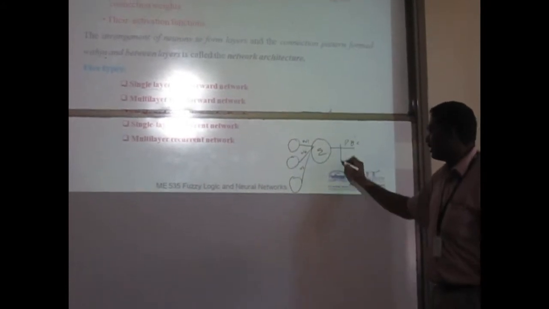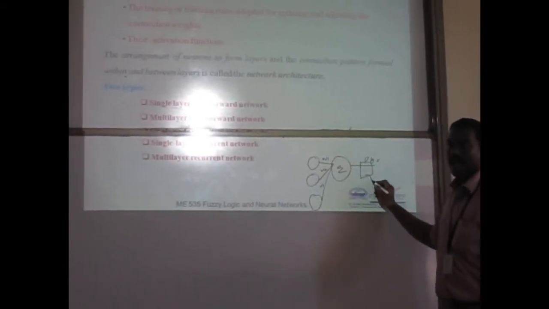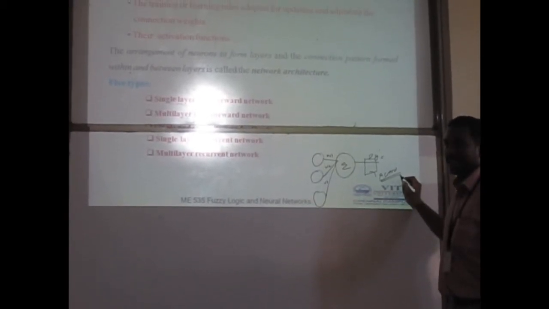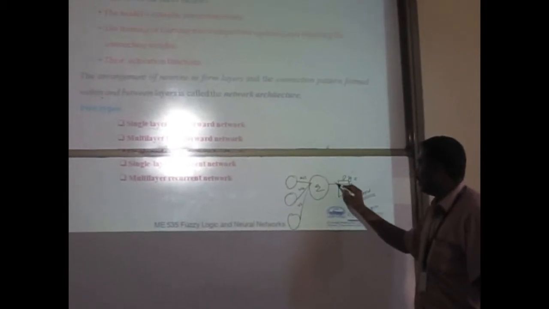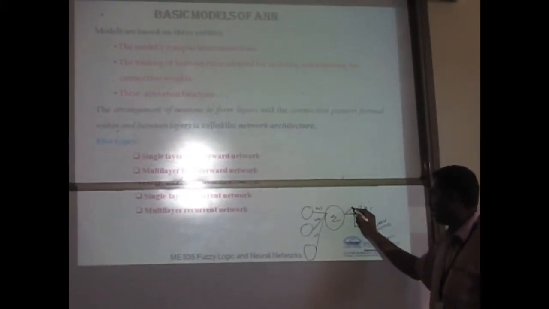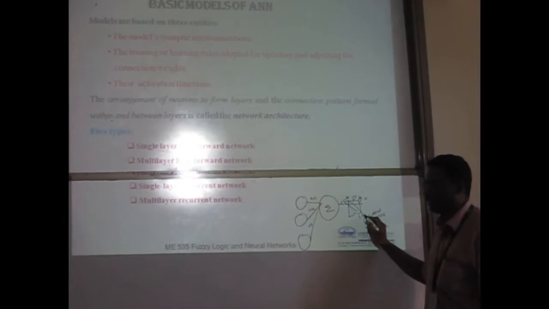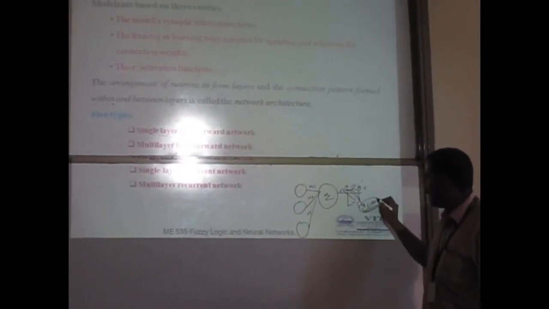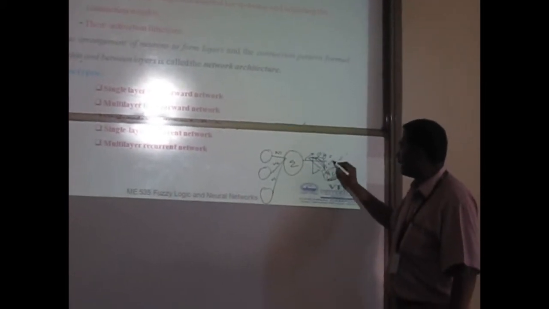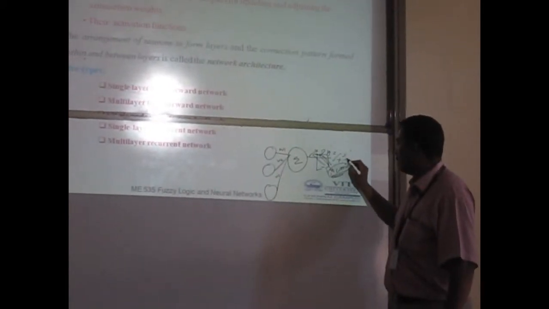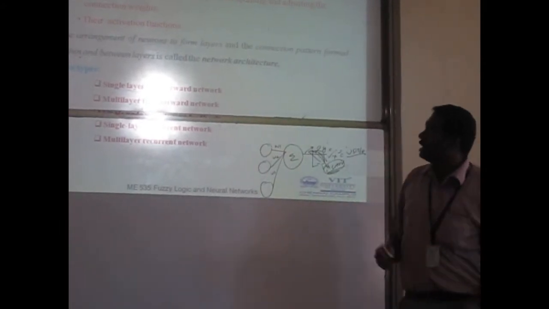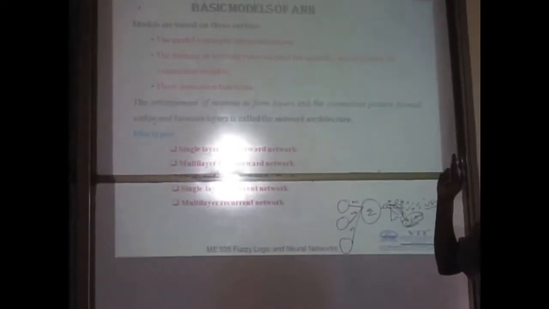In the output we have a function called the activation function, that is, some triggering function. The output is compared with the activation function, and if it matches, you get the defined output. If not, you get an undefined output. That's what we are going to see here. So, the model of synaptic interconnections is called the architecture.